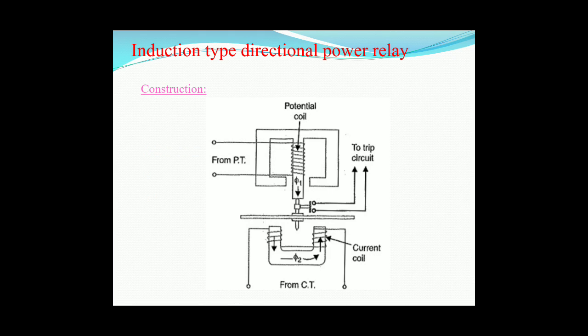Next, this is the construction diagram of an induction type directional power relay. In that we have two electromagnets. This is one electromagnet and this is the other electromagnet. This is the upper electromagnet and this is the lower electromagnet. The upper electromagnet we are taking as E shape and the lower electromagnet as U shape.